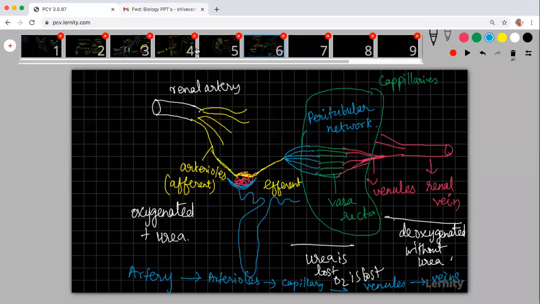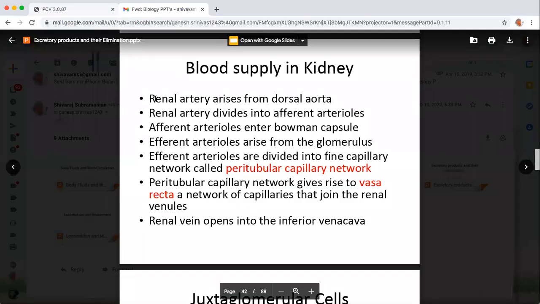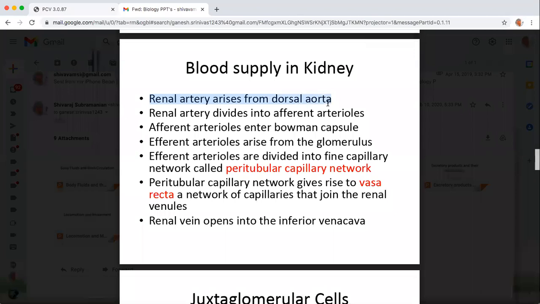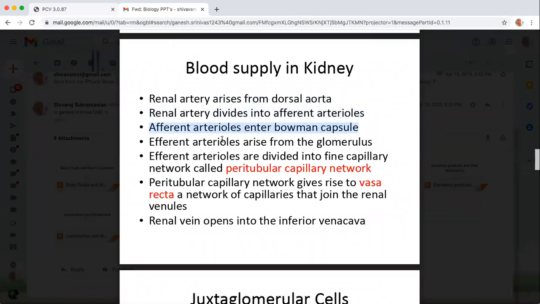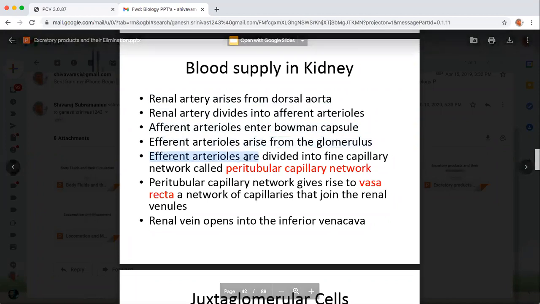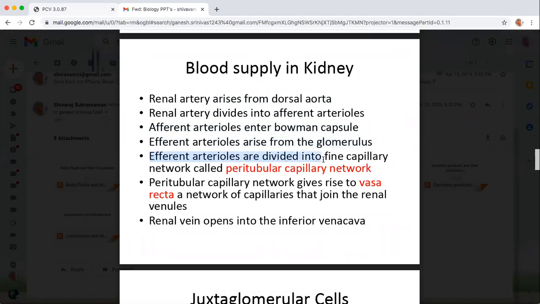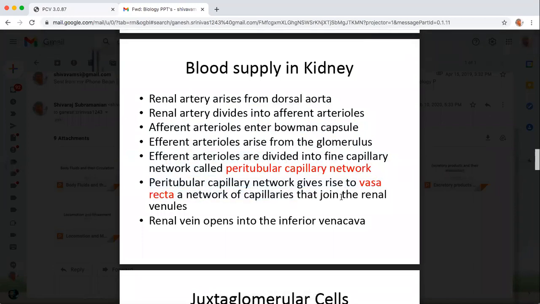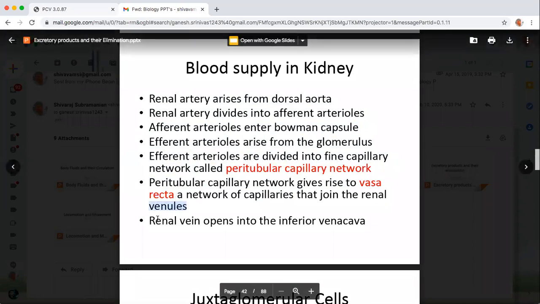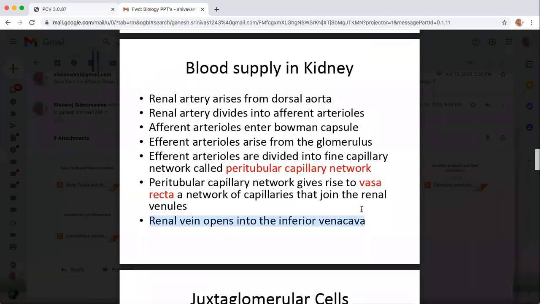Okay, are you guys done? So now the renal artery arises from the dorsal aorta. It comes from the aorta. The renal artery divides into afferent arterioles. Afferent arterioles enter the Bowman's capsule. Efferent arterioles arise from the glomerulus. Efferent arterioles are divided into a fine capillary network called the peritubular capillary network. The peritubular capillary network gives rise to the vasa recta, a network of capillaries that join together to form renal venules. The renal vein opens into the inferior vena cava.